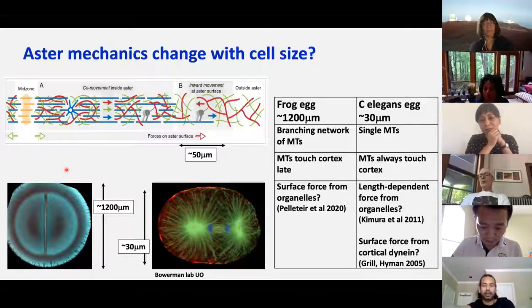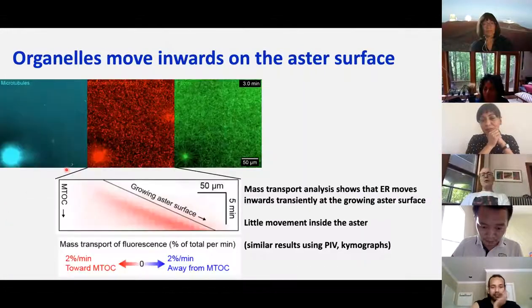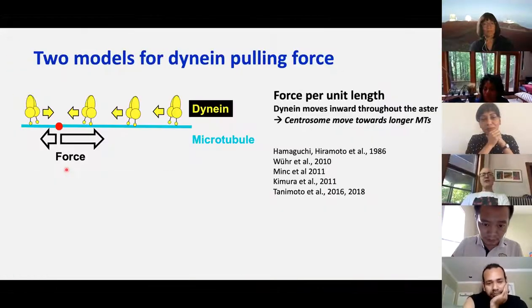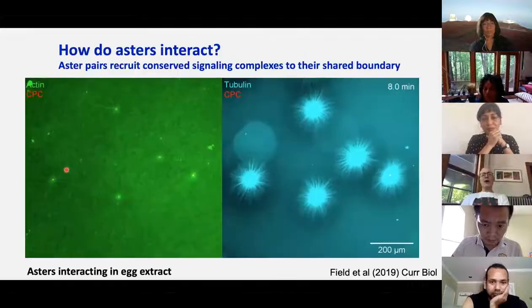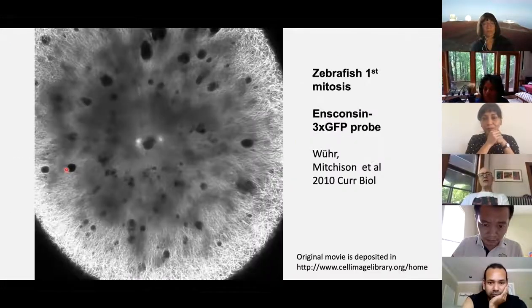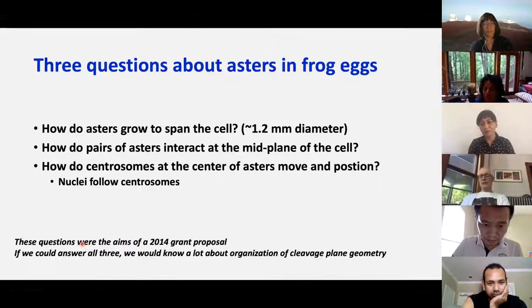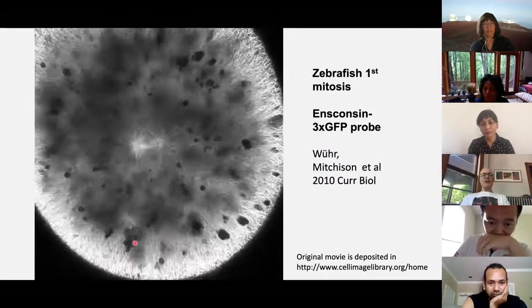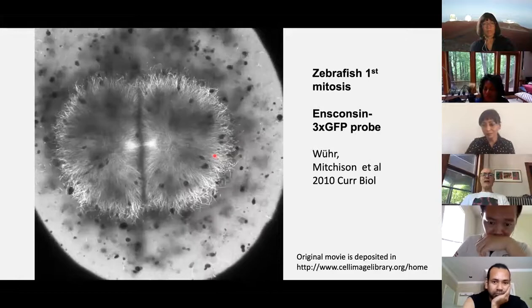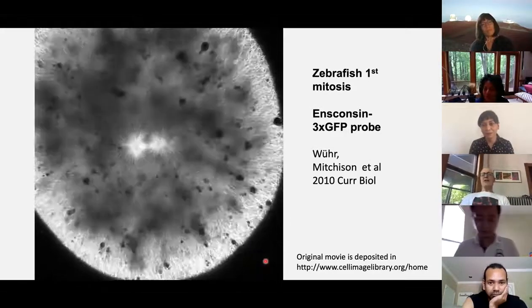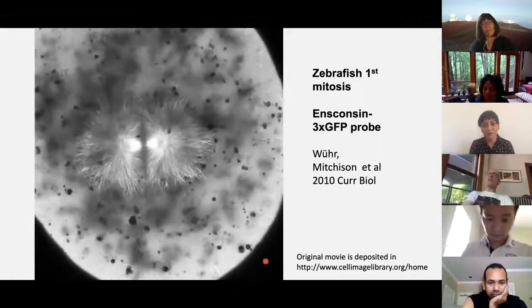An interesting question. We really haven't dealt with bending, although if you look at the one live movie of these big asters, you'll see that the microtubules at the periphery are very bent. And in the extract system, if I just play this movie again... Go back one more. If you look at the aster periphery, they're initially straight, but as the asters grow, they get very bent at the periphery. We think that bending is caused by cytoplasmic dynein.